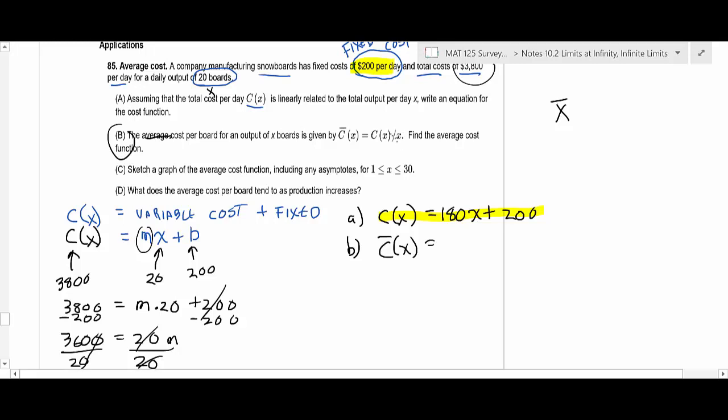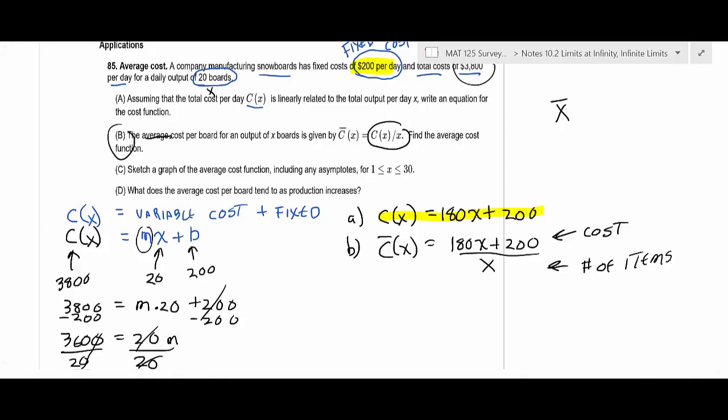So what we do is we just take the cost, which we just got is 180x plus 200, then you divide it by x. See, this numerator is the cost, and this is basically the number of items. So you're taking that cost and dividing it by the number of items you sell, and that gives you an average cost. Okay, does that make sense?